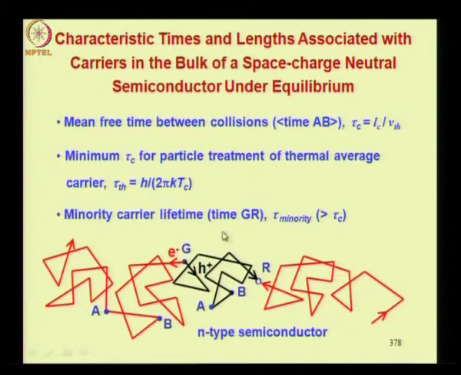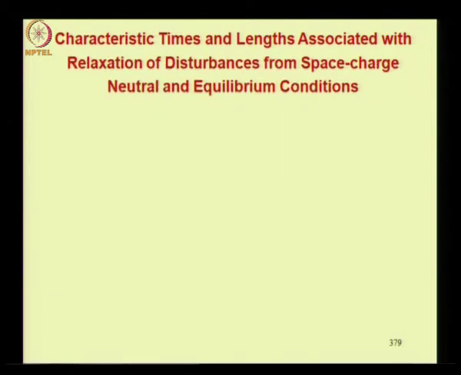Then comes minority carrier lifetime, that is the time interval between events G and R, generation and recombination. This is G here and this is R. So the time interval in which so many collisions are taking place, so many scattering events. So this time interval is called minority carrier lifetime, because this is the time for which a minority carrier lives after generation before it recombines. Generally this is much more than the mean free time between collisions, because there are several scattering events before a carrier that is generated recombines.